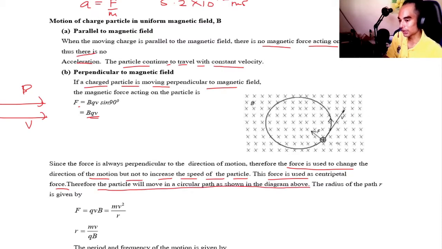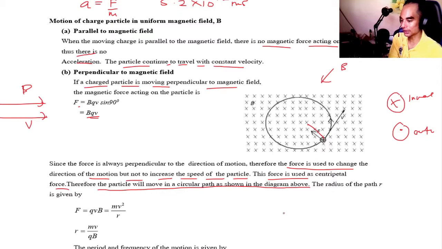Let's say this is B. Remember, this symbol is pointing inward, and this one is pointing outward. So B is pointing towards the screen. Use your left hand rule: B pointing towards the screen, and the current, V, pointing up. So F, your thumb, is pointing towards the center of the motion. So F is pointing here.